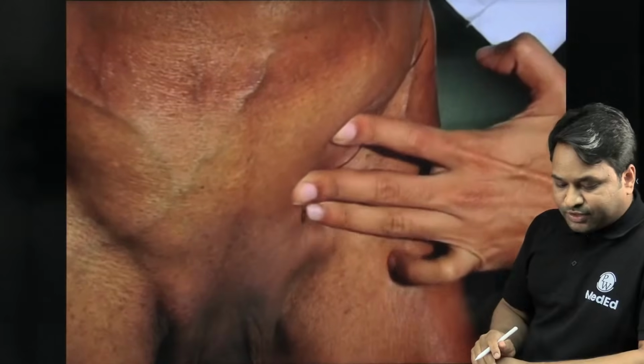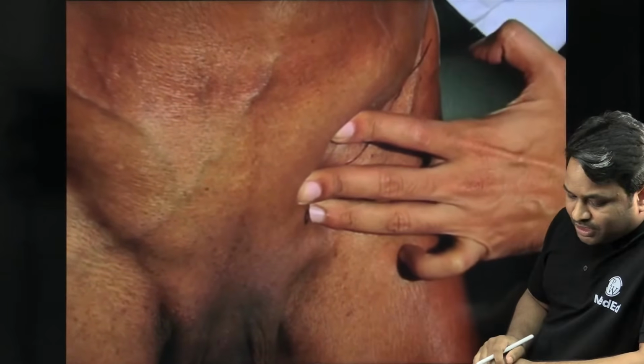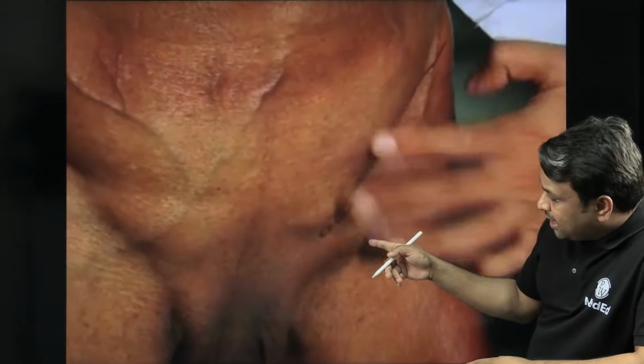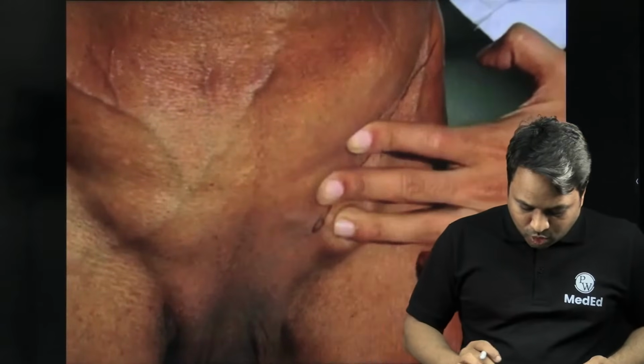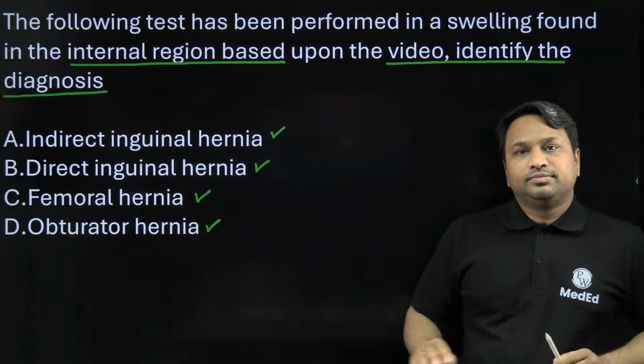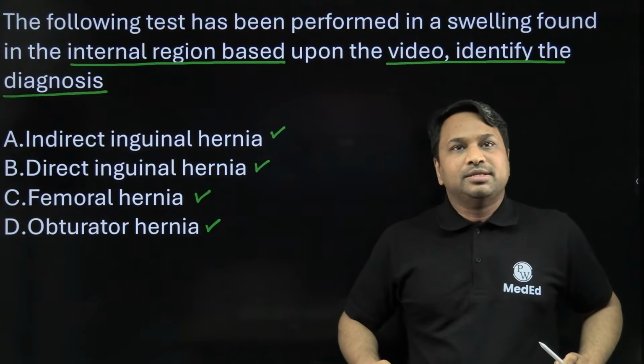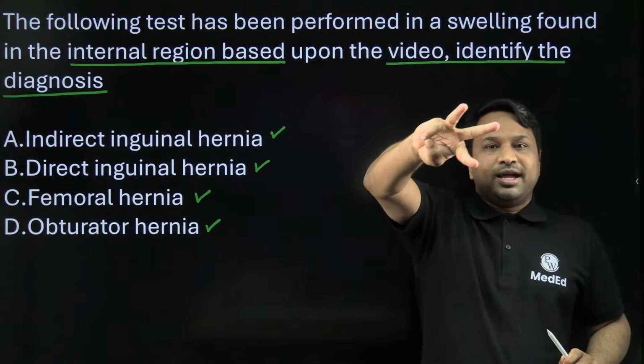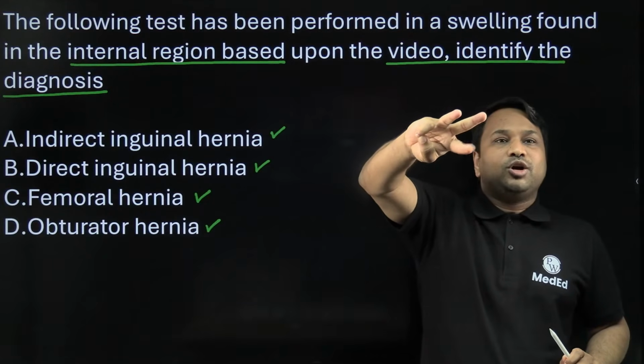Now, when the patient coughs, you can see the impulse is present on the lower finger. It is at the level of the lower finger. So what is absolutely correct? This is a Ziemann's test. So where did you find the impulse? Three fingers are there. You have put the fingers like this, and you felt the impulse on your index finger.